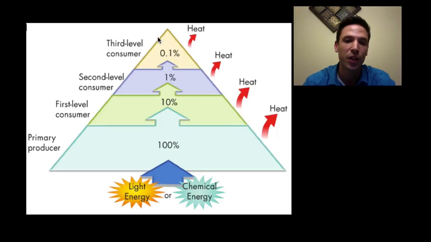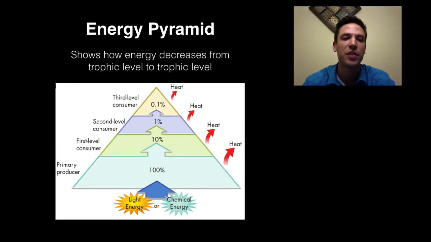Of the original energy, the rest, you can see, was given off as heat energy, because when we burn it off, heat is released. So all an energy pyramid is going to show us is how energy decreases from trophic level to trophic level. We start with a lot at the bottom, but as we make our way up to the top, it gets skinnier and skinnier, less and less energy.